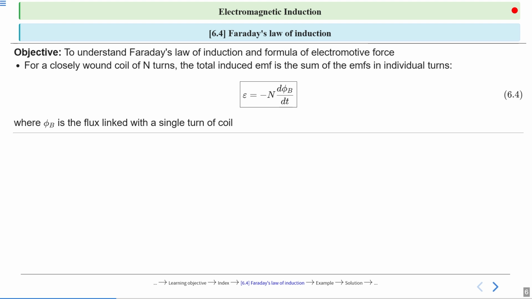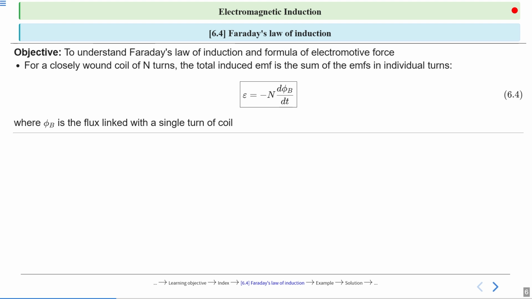Phi B is the flux linked with the single turn of the coil. What is the flux linked with a single turn? B vector dot A vector, which is BA cos theta. If the flux linked with n turns of the coil is to be found, then we apply the formula with n. So the flux linked with the n turns will be equal to NBA cos theta. Got it?